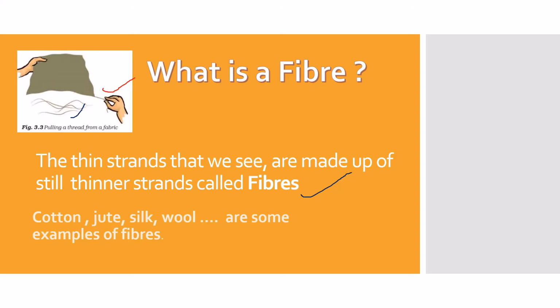The very thin strands you can see with the help of a needle, and all these are called fibers. Examples of fibers are cotton, jute, silk, wool, many varieties. So these are the examples of fibers.